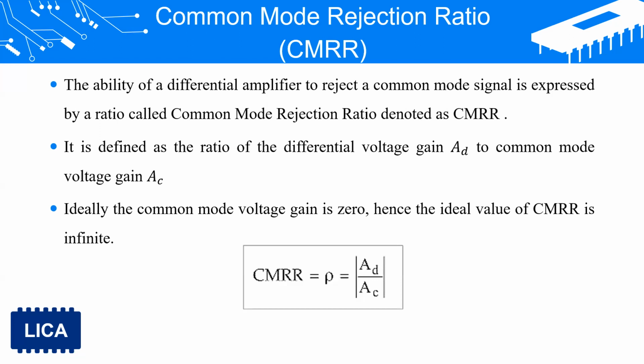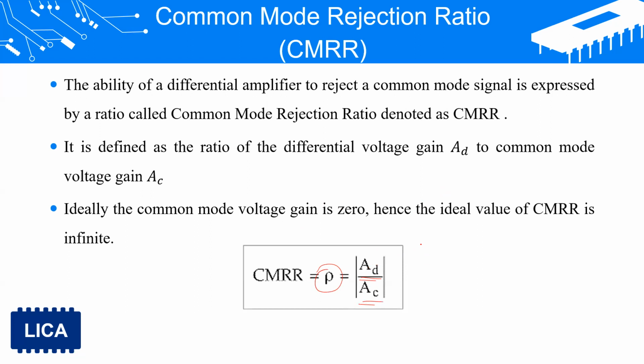The ability of a differential amplifier to reject a common mode signal is expressed by a ratio called common mode rejection ratio. It is defined as the ratio of the differential voltage gain AD to the common mode voltage gain AC. So the ratio between differential gain to common mode gain. CMRR is generally termed as rho. Many times CMRR is also expressed in dB. Any parameter we have to express in dB.